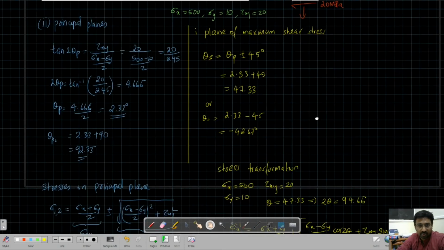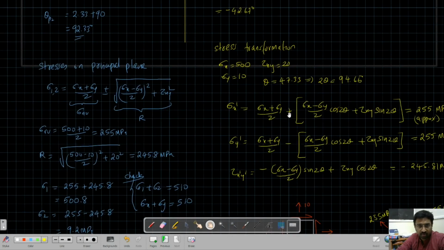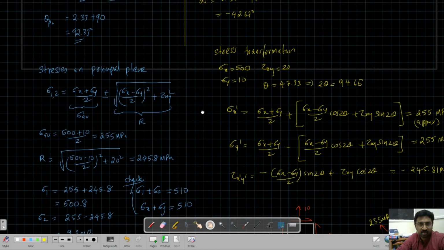Again, students should be very careful about when to apply these two formulas. When you want to find stresses at a particular given angle, you have to use this formula. If you want to find the principal stresses, you have to use this formula.